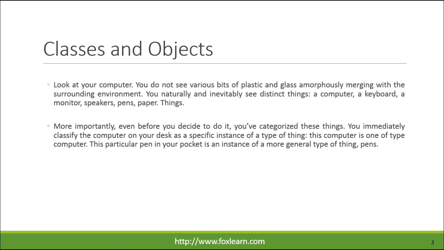Look at your computer. You do not see various bits of plastic and glass amorphously merging with the surrounding environment. You naturally and inevitably see distinct things: a computer, a keyboard, a monitor, speakers, pens, paper. Things. More importantly, even before you decide to do it, you've categorized these things. You immediately classify the computer on your desk as a specific instance of a type of thing. This computer is one of type computer. This particular pen in your pocket is an instance of a more general type of thing, pens.